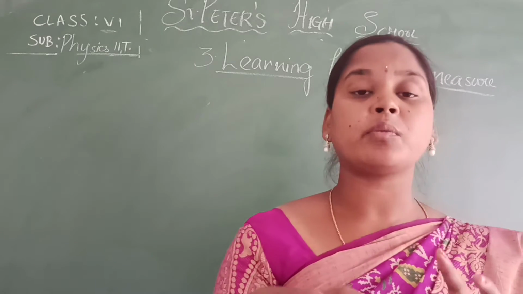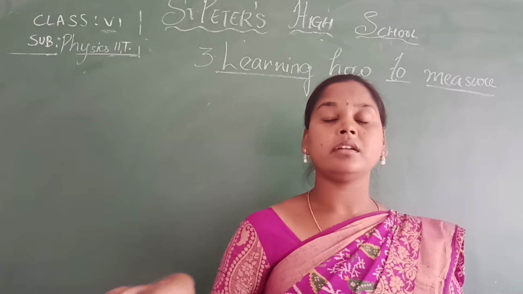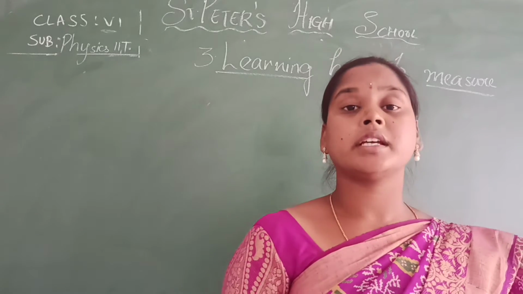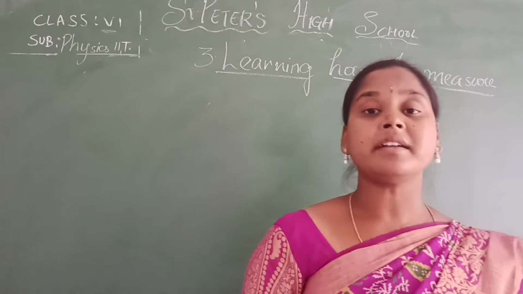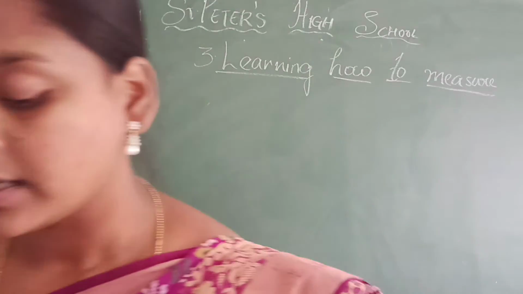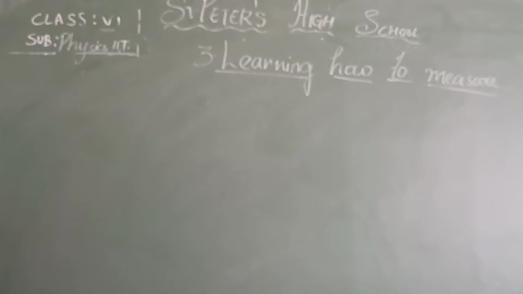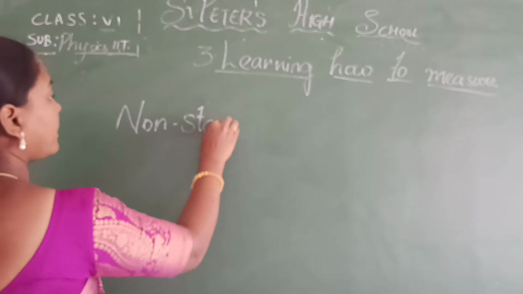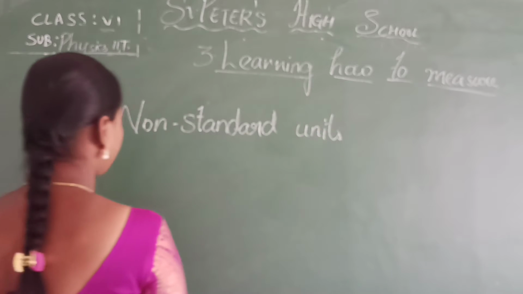So we need some standard quantities to say exactly how much the length or the height is. In that way we need units here. Units are used to measure physical quantities by using some standard quantities. Mainly we have two types of units: standard units as well as non-standard units. First we will go with the non-standard units, and next the standard units.